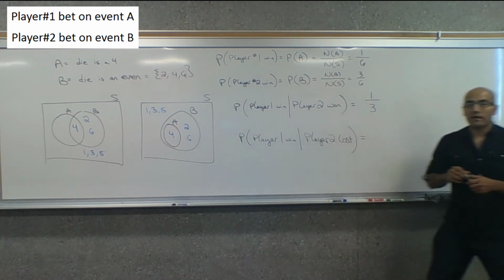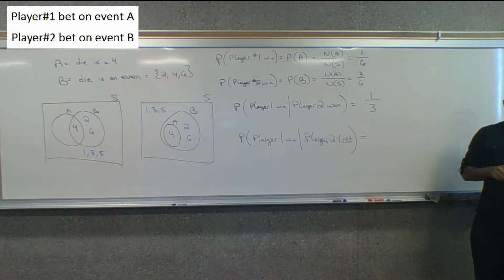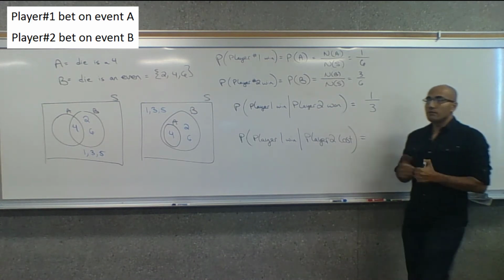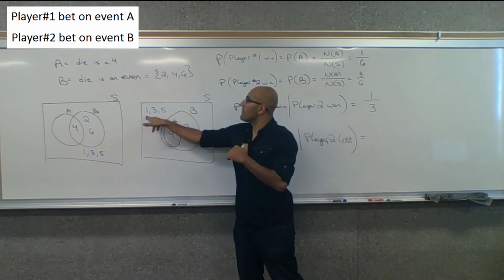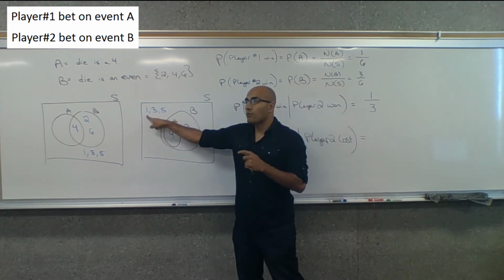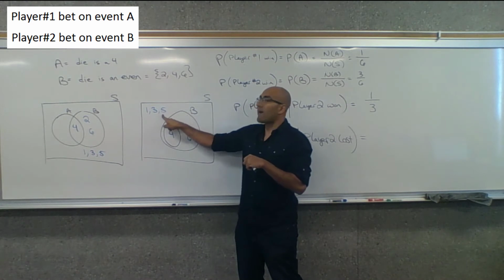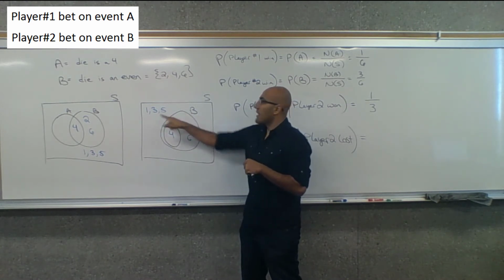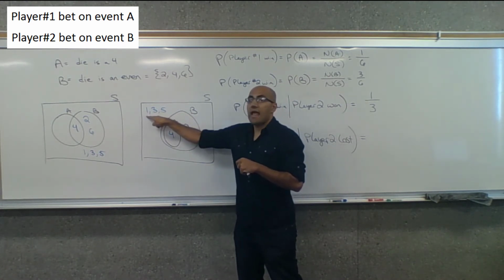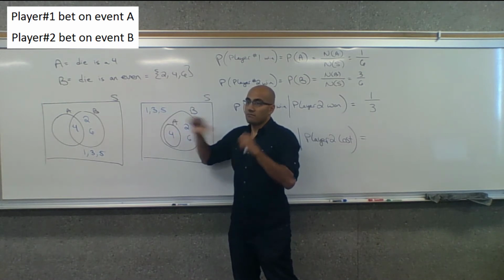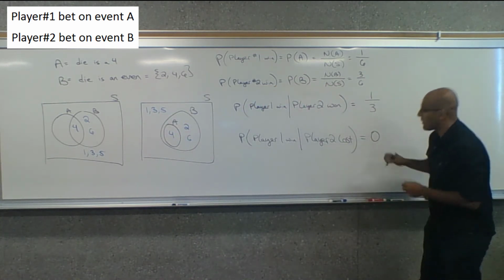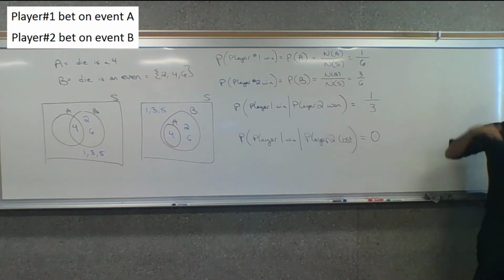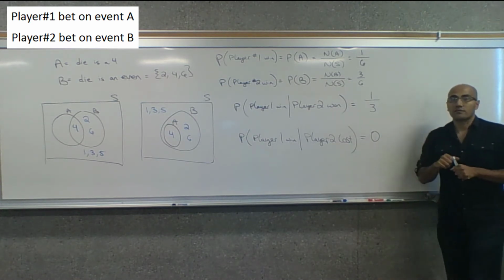What can I say there? Wouldn't you lose too? Wouldn't I lose too? Of course, because if he lost, then that means that one of these things happened. It was either a 1 or a 3 or a 5. That's how B lost. And if it was one of those things, it absolutely guarantees that I lost too. So I know the answer to this should be 0. There's no way that I won if I know that he lost.